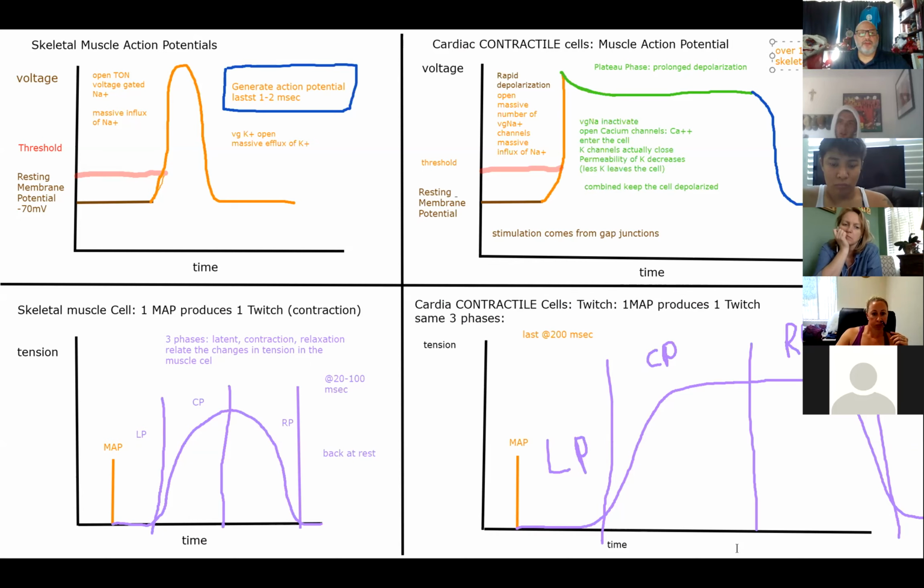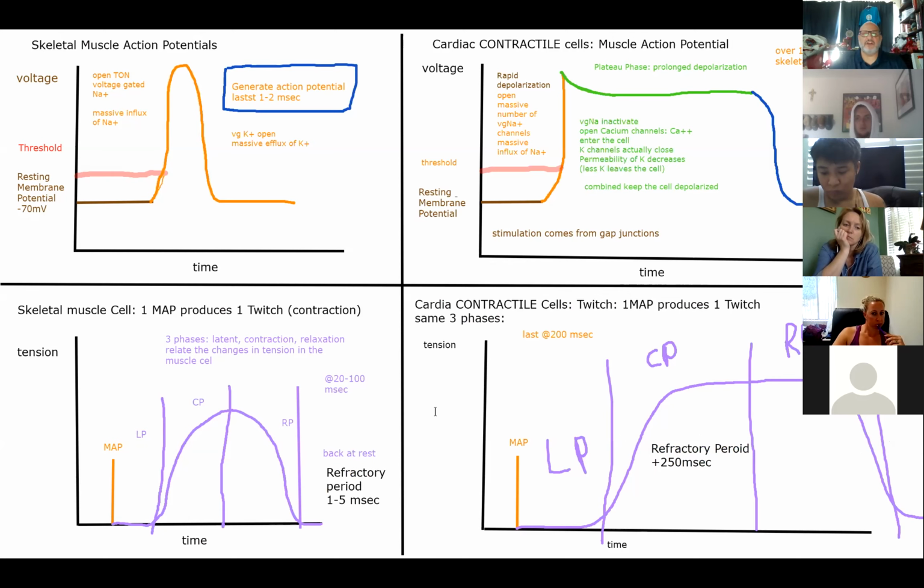And remember one more thing, and I'll do this one in black. Remember also, here our refractory period is going to be 1 to 5 milliseconds. Over here, our refractory period is going to be over 250 milliseconds, longer than the twitch itself. So again, we can't sum it together. We can't tetanize our cardiac contractile muscle. All right.